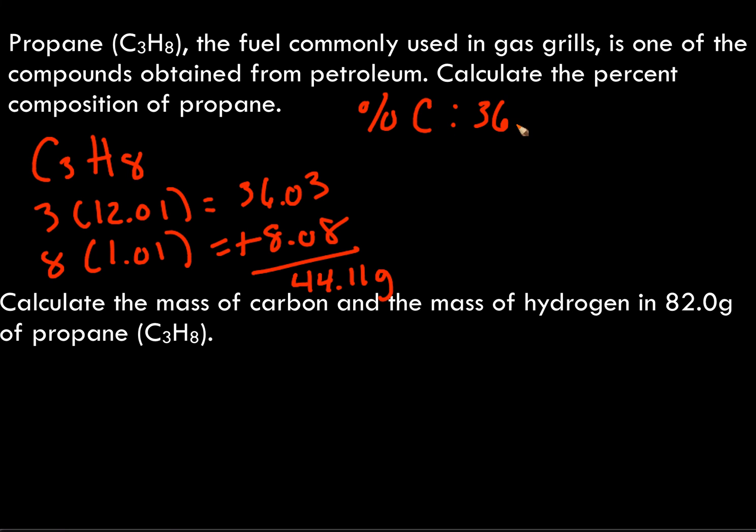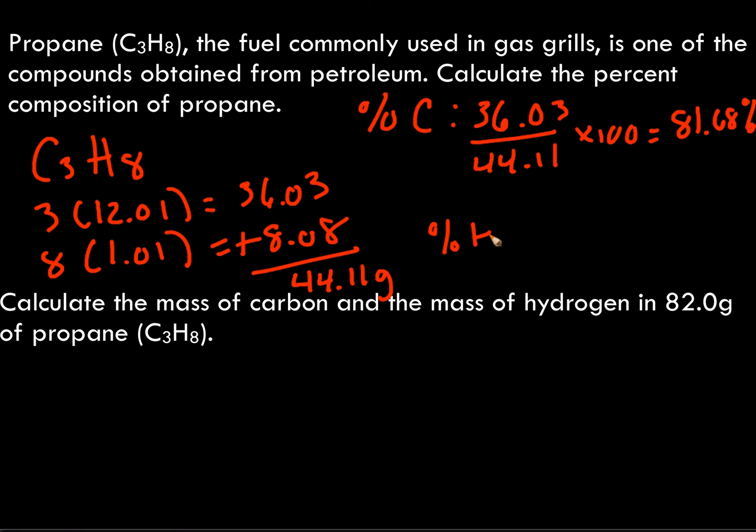So I'll have 36.03 all over 44.11 times 100. That gives .68%, and then percent hydrogen, I'd have 8.08 divided by 44.11 times 100. I'd have 18.32%.